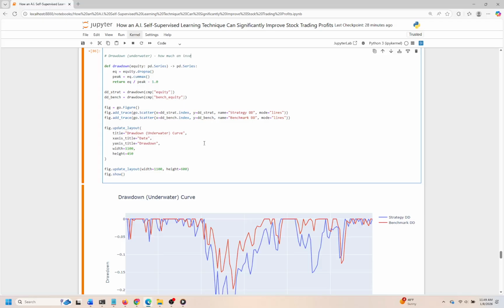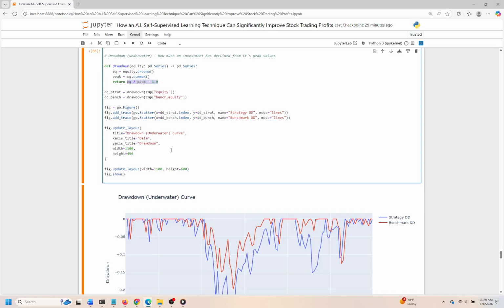To begin with, we define a function named drawdown, which takes a pandas series of equity values. The function first drops any missing values, ensuring we're working with complete data. It then identifies the cumulative maximum of those equity values, effectively marking the peak at each point in time. The drawdown is then calculated by taking the current equity value, dividing it by this peak, and subtracting 1, which enables us to express the drawdown as a percentage.